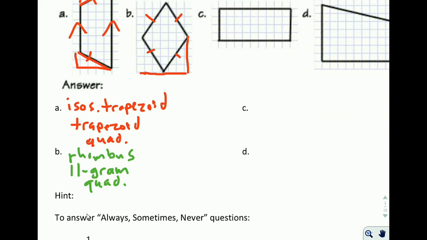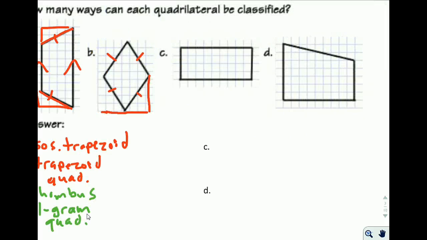Third one, we have what appears to be a rectangle. We see 4 right angles, which is what makes it a rectangle. Now we know that a rectangle is also going to be a parallelogram, and a parallelogram is also going to be a quadrilateral. So far all of these have 3 names.